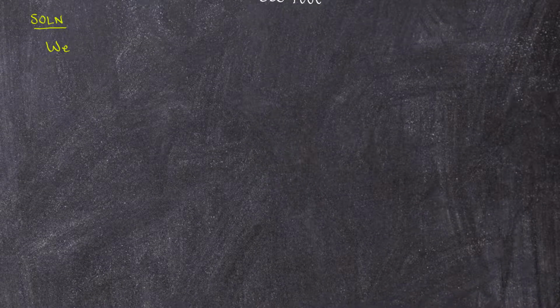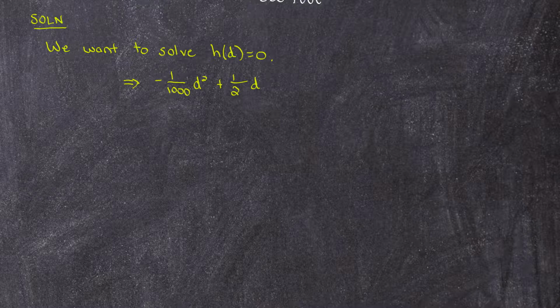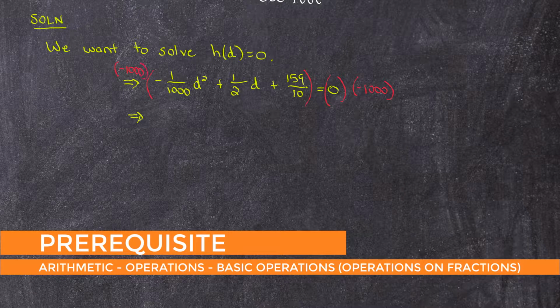Just as in our first try, you need to be able to interpret what hitting the ground means mathematically in terms of our function. Again, this just implies we need to solve h of d is equal to 0. Second, we solve this equation. Doing so requires either factoring and the zero factor property, or the use of the quadratic formula.